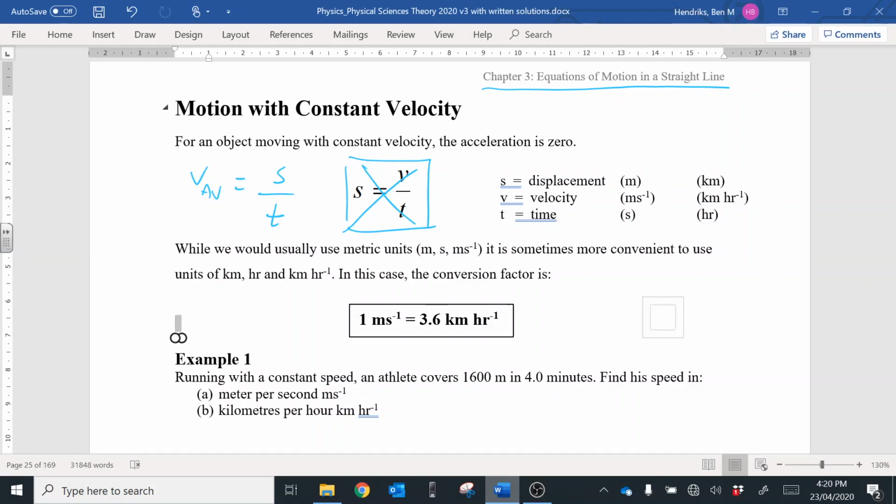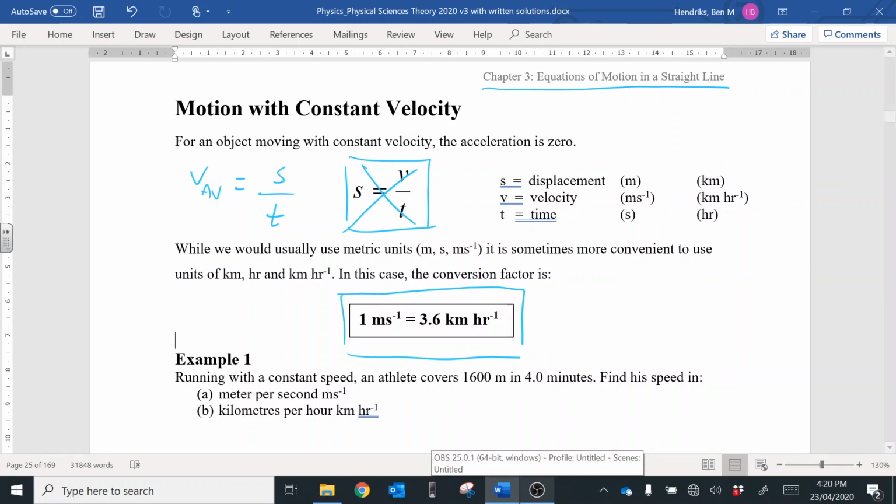The other thing that we go on to next is the conversion between meters a second and kilometers per hour. So most of us will be familiar with kilometers per hour from driving in our car, but we know by now that the SI units are meters per second. So they've got this conversion factor here: 1 meter per second is equal to 3.6 kilometers an hour.